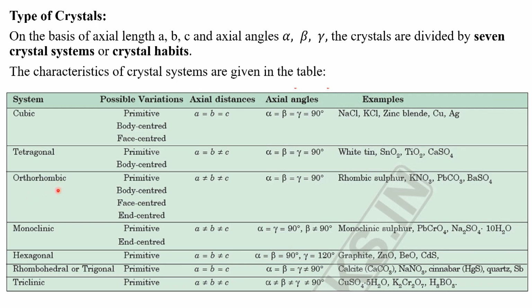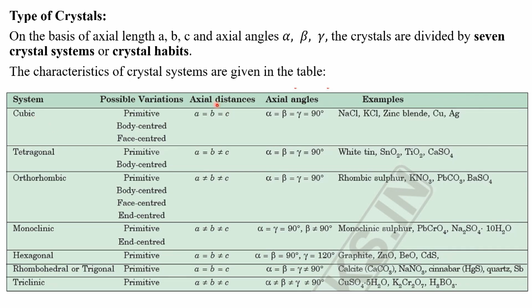Third one is orthorhombic. The possible variations are primitive, body centered, face centered and end centered. In case of orthorhombic, a ≠ b ≠ c, but here again alpha = beta = gamma = 90 degrees. So all three angles are the same for cubic, tetragonal and orthorhombic. Okay, it's easy to remember.